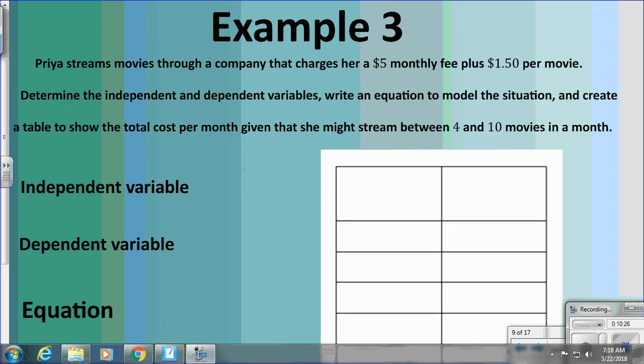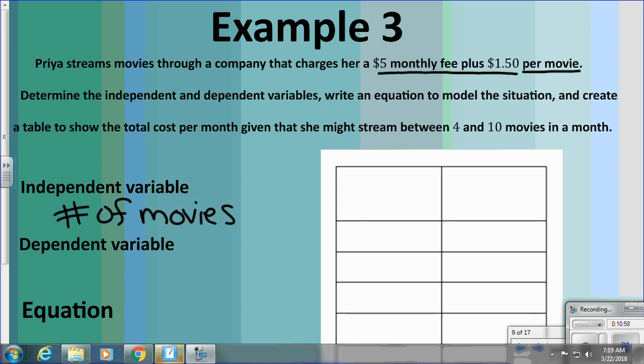Let's do one more together because this next one is a two-step equation. So we have Priya streams movies through a company that charges her a $5 monthly fee plus $1.50 per movie. Determine the independent and dependent variables, write an equation to model the situation, and create a table to show the total cost per month given that she might stream between 4 and 10 movies. So the independent variable are the number of movies, and the dependent variable would be your total cost. Her total cost depends on how many movies she watches.